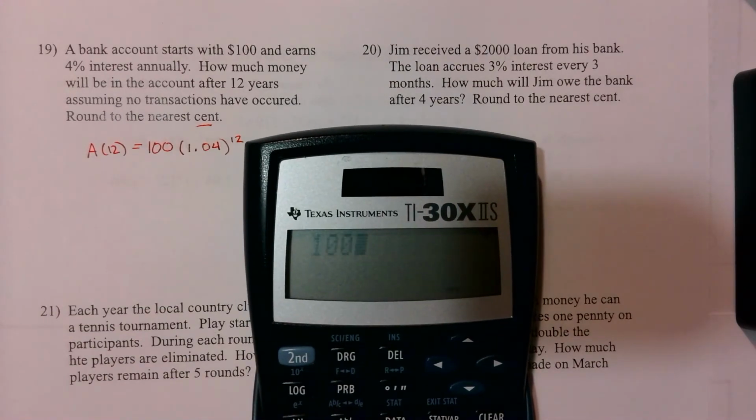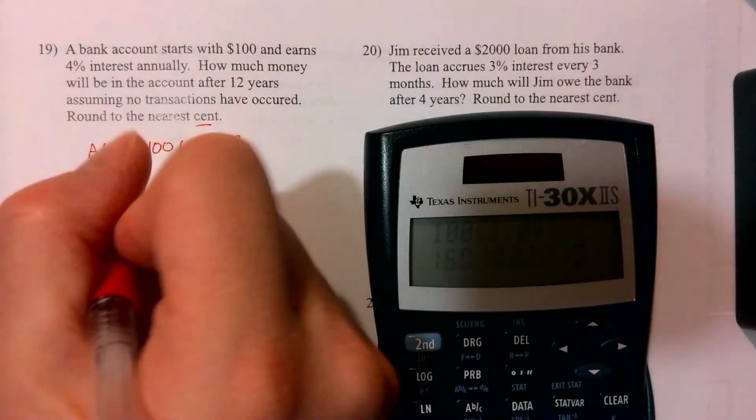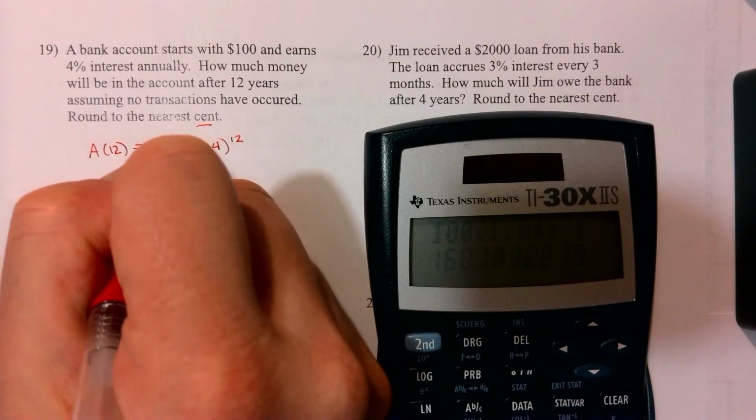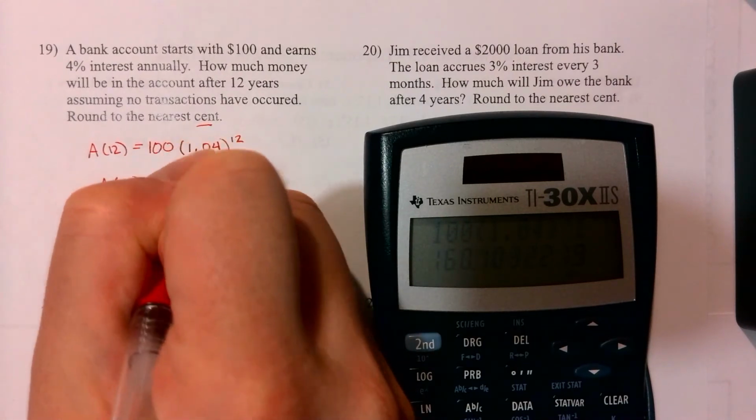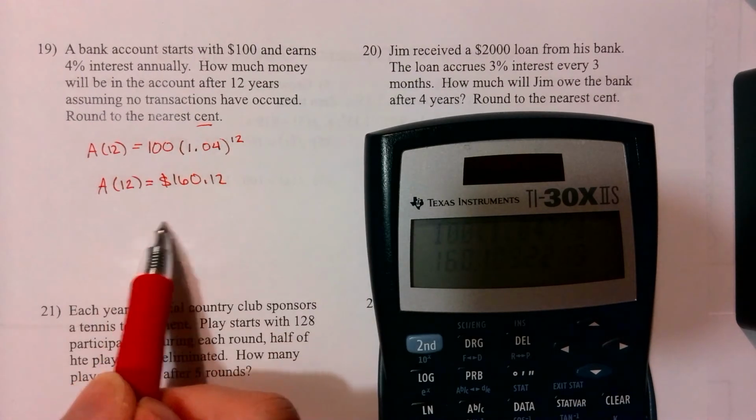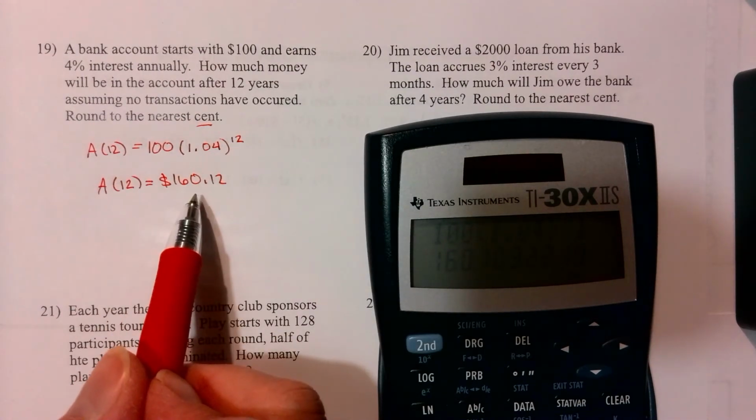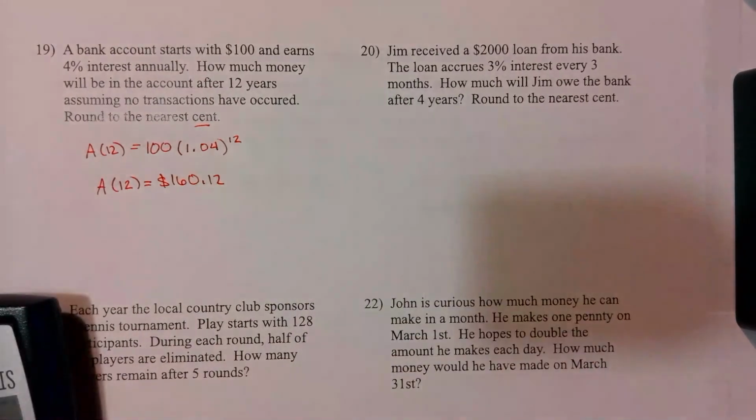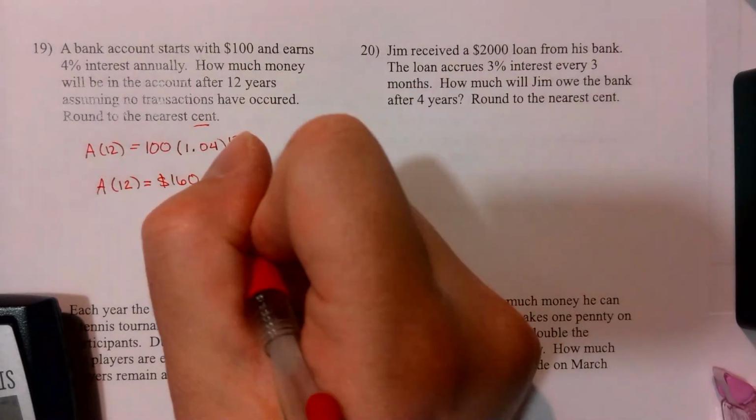Let's see how much we have. 1.04 to the power of 12. And we are looking at $160.10. So the amount after 12 years is $160.10. So that's what the meaning of the problem is. I will have $160.10 in my account after 12 years. So that's not bad, $60 for it just sitting there.